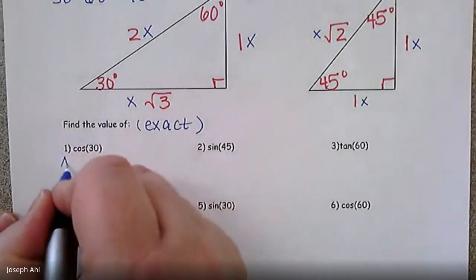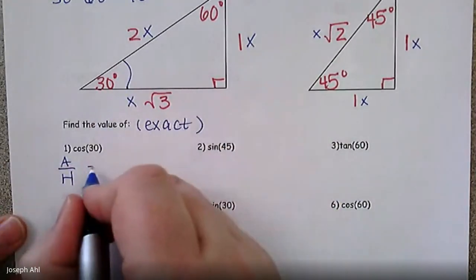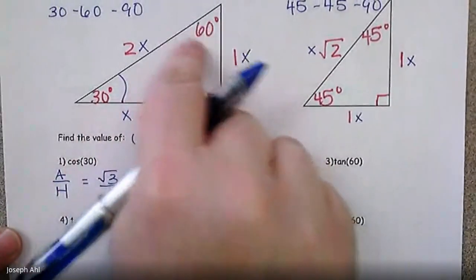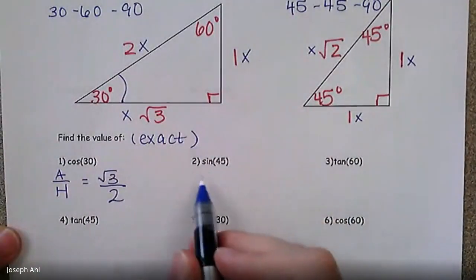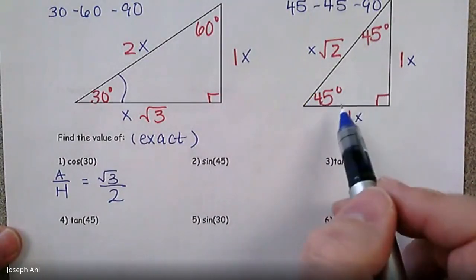Remember, cosine is adjacent over hypotenuse. So from 30 degrees right here, the adjacent is radical 3, and the hypotenuse is 2. Make sure you're using the correct angle, because if I went from 60, that's going to be a different case. Sine 45, I'll tell you for 45, it doesn't matter which of those angles you use. You can use one or the other.